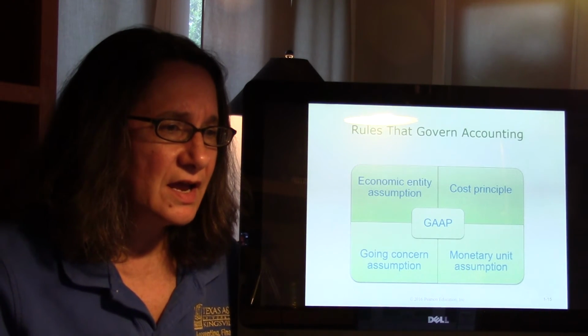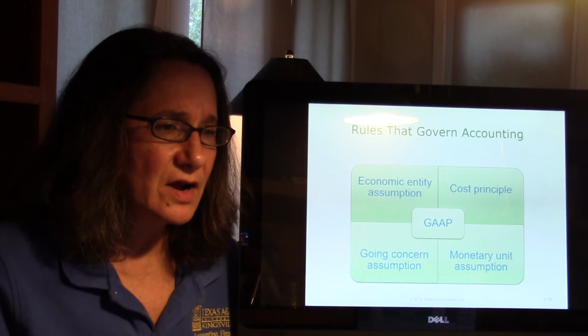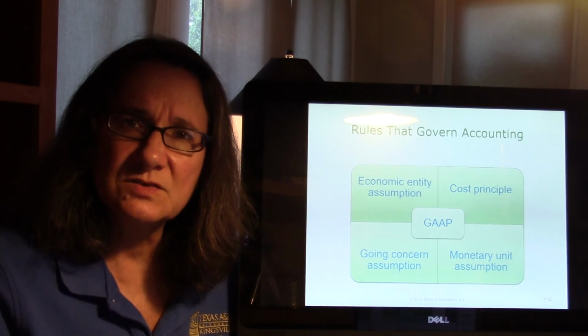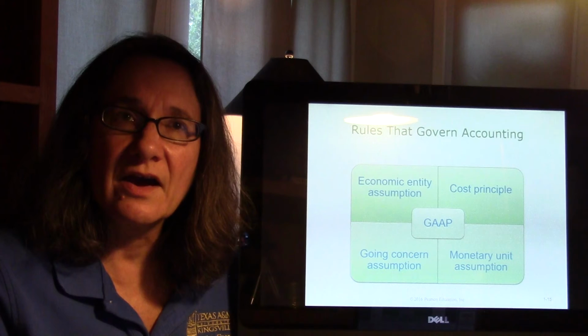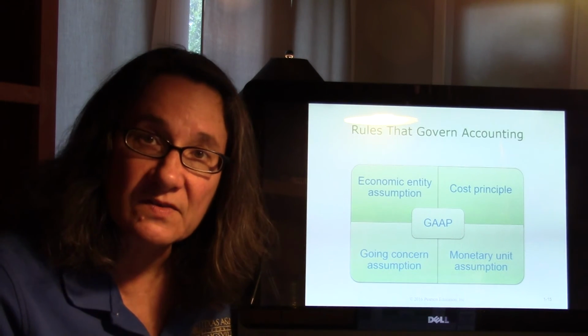Going concern assumes the entity will remain in operation for the foreseeable future. That makes sense too, because think about it. What if you were doing accounting for a company that was bankrupt and going out of business?